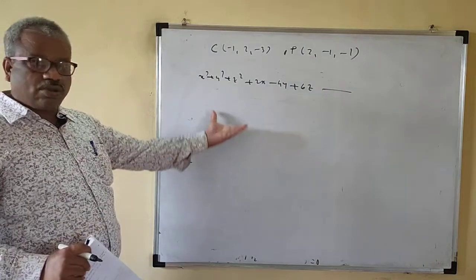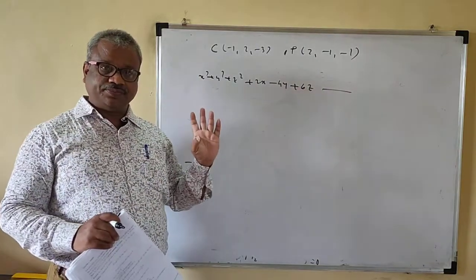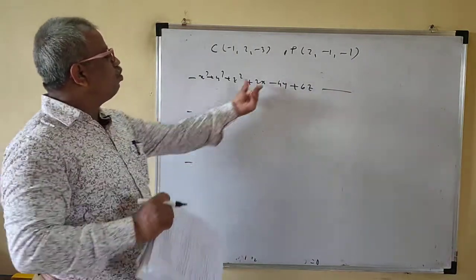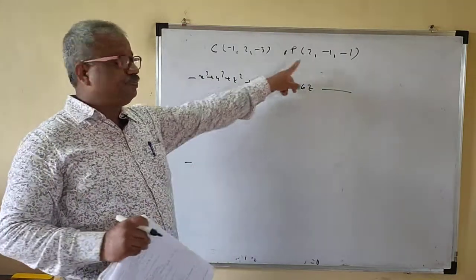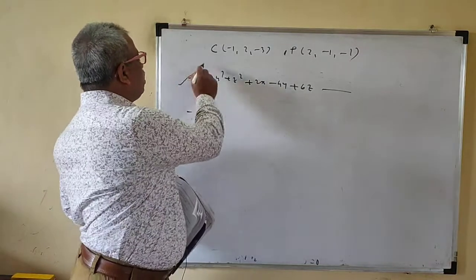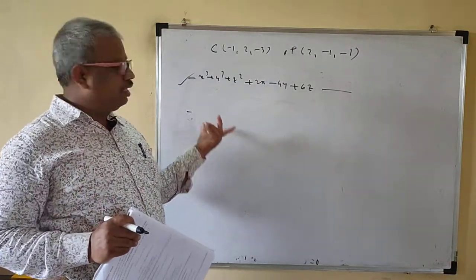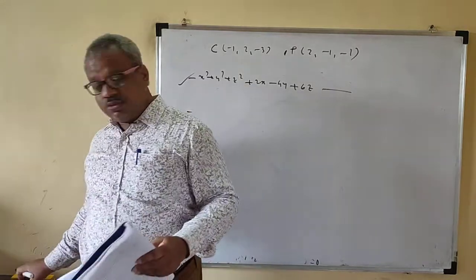Now check your options. Which options have this coefficient? If there are two options having the same coefficients of x, y, z, then what? Put this point here. If this point satisfies the equation, this will be your correct option. No need to find anything now. So in this way you can choose your correct option.